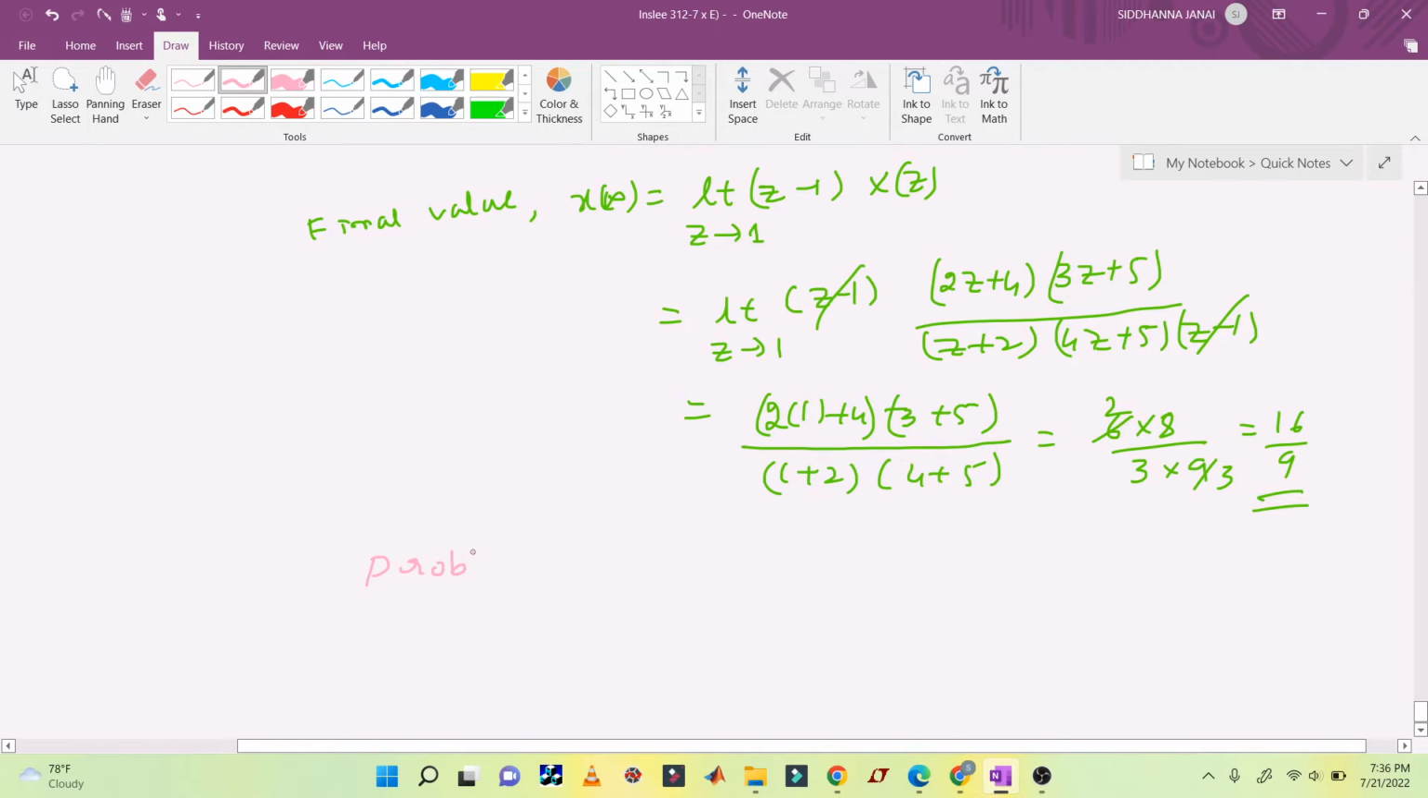Now, problems on z transforms. First one: given x of n is equal to delta of n, find out x of z. Okay, this is the first problem.